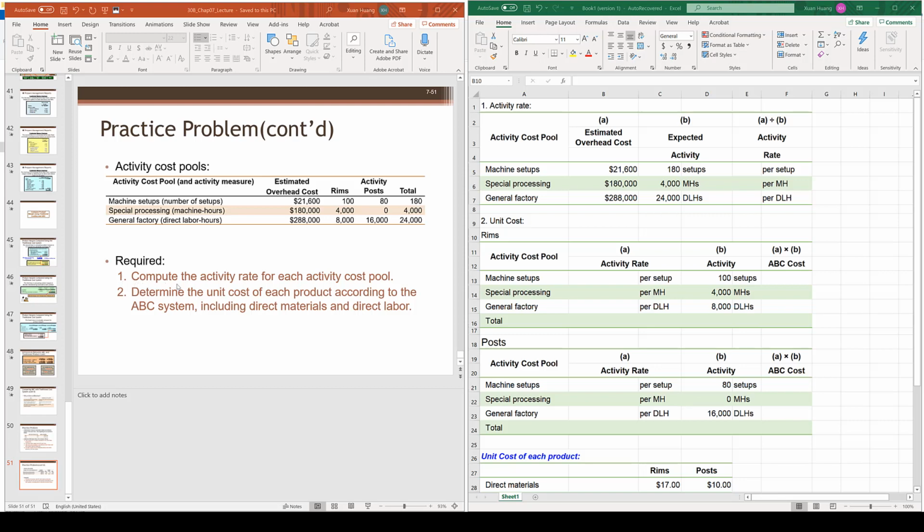Question number 1. Compute the activity rate for each activity cost pool. Number 2. Determine the unit cost of each product according to the ABC system, including direct materials and direct labor.